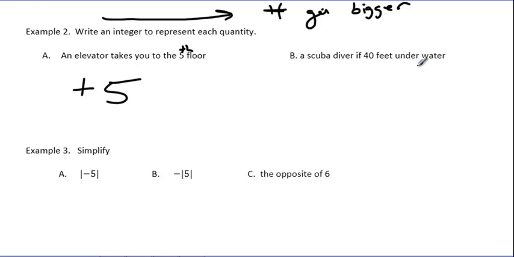The scuba diver is 40 feet underwater. Under is the same as down. Down is negative. We would consider that number to be -40. Okay? Example 3.